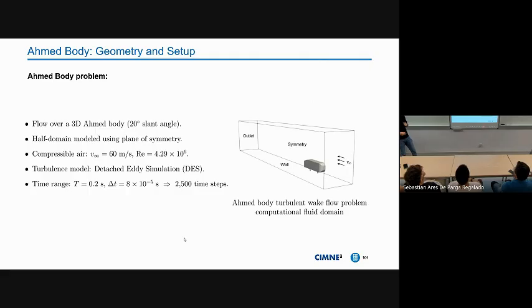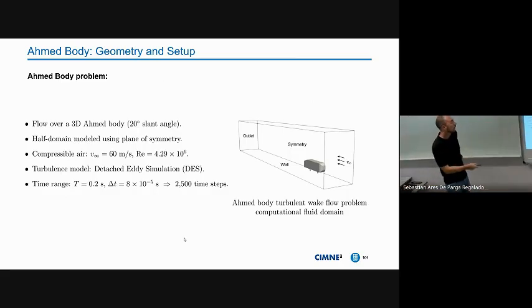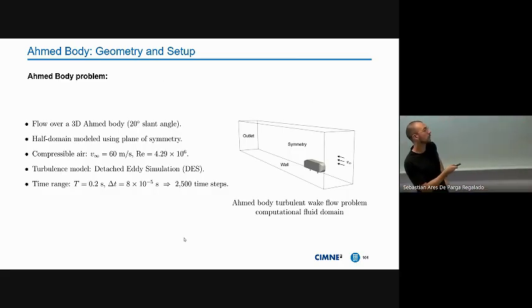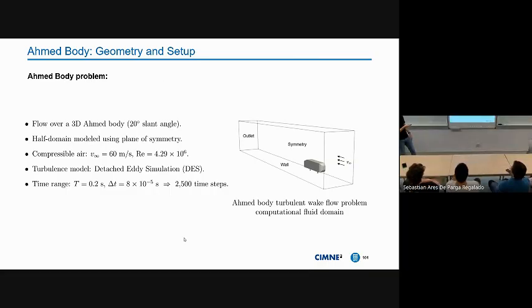So this is a flow over a 3D Ahmed body with a fixed slant angle. This is a model using half-domain symmetry. It is a compressible Navier-Stokes problem using 60 meters per second as the free stream velocity. We use a turbulence model based on detached eddy simulation with the finite volume method. And the time range is from 0 to 0.2 seconds.